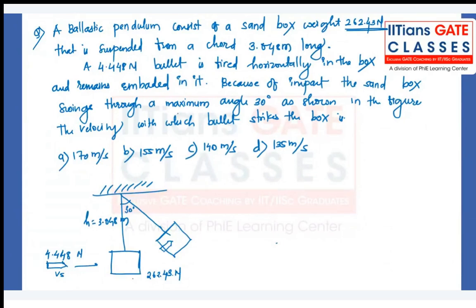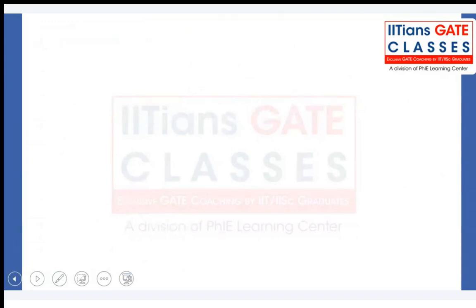Okay, let me help you out in this. What I am saying is we have one sandbox of certain weight and a bullet which we are firing horizontally; it hits the box and remains embedded in the box. So we are doing some impact or collision here. According to the impulse momentum theorem, it should strike your mind that something about the impact, or collision, has to be used here.